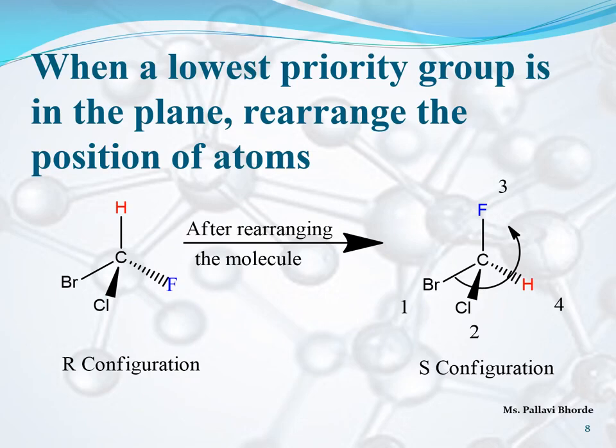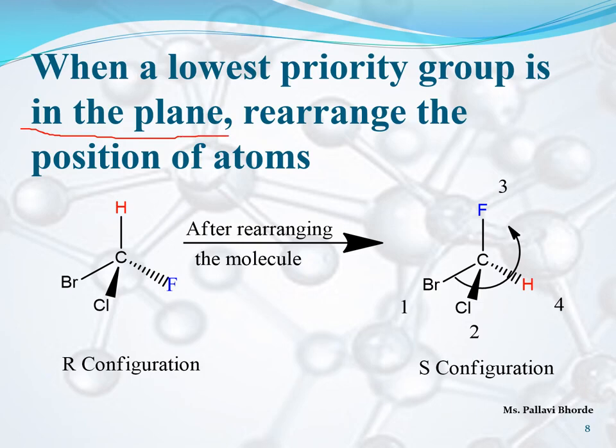So according to the CIP rule, we are saying that the fourth priority group should be above the plane or below the plane. If it is below the plane, R configuration remains R configuration, S configuration remains S configuration. And if the fourth priority group is above the plane, R configuration changes to S, S configuration changes to R. But again, there is one more special case, when the lowest priority group is in the plane.